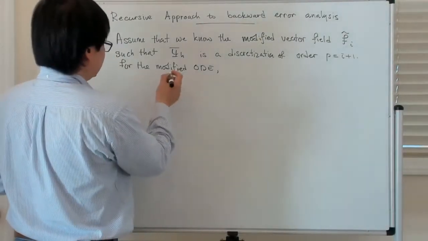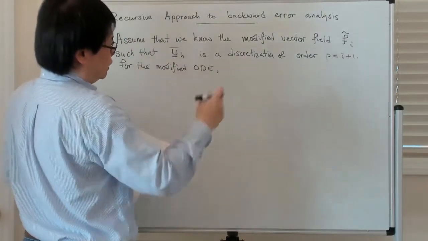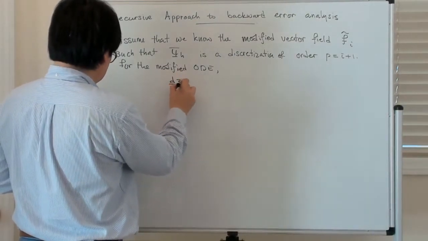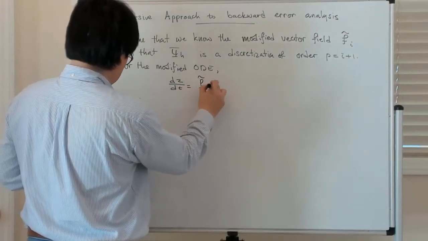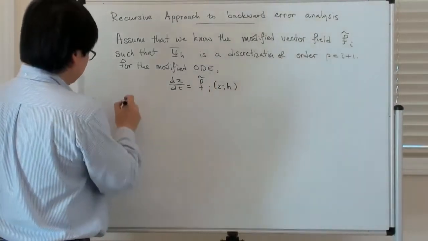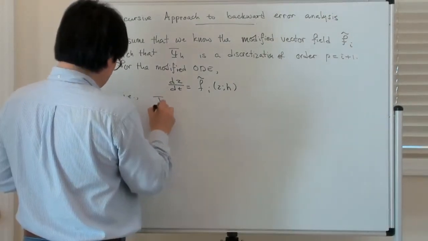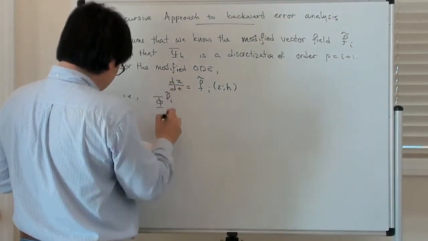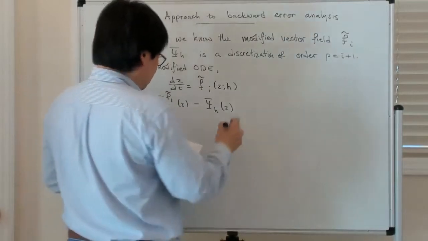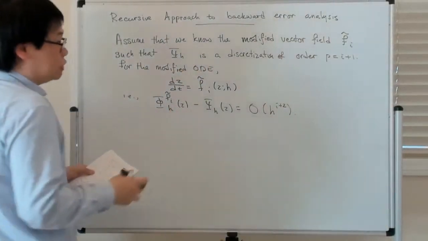Okay, so we have this modified vector field such that the numerical method is a discretization up to order p equals I plus 1, which is to say that dz dt equals f tilde I of z, of this modified ODE. If this is of order p equals I plus 1, that means that the exact flow of this modified vector field minus the numerical method applied to the same data has a local error term, which is big O of h to the I plus 2. That's the definition of the order.